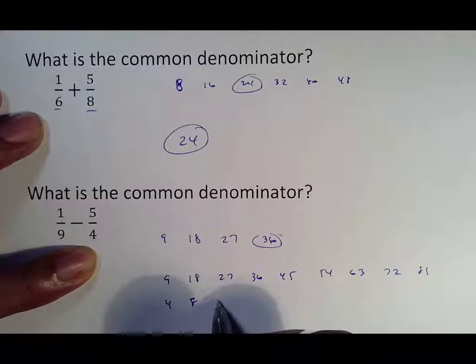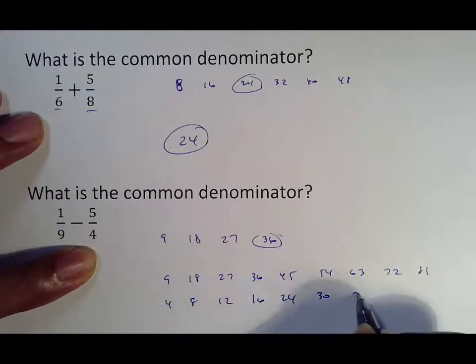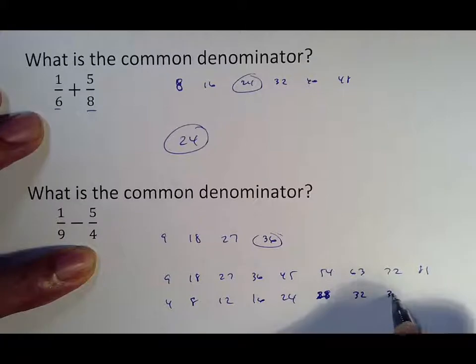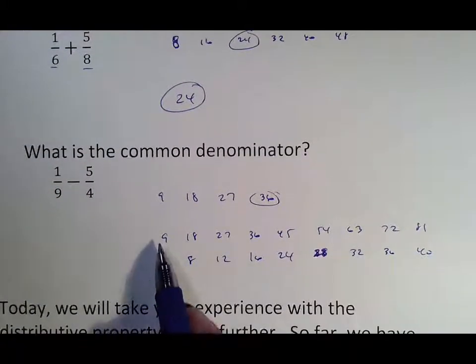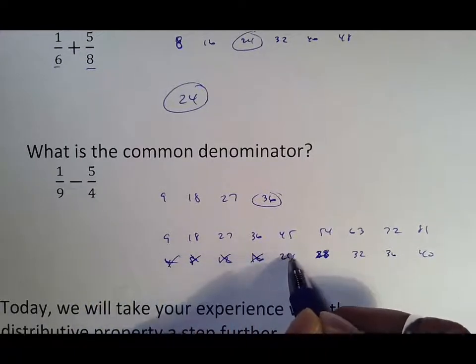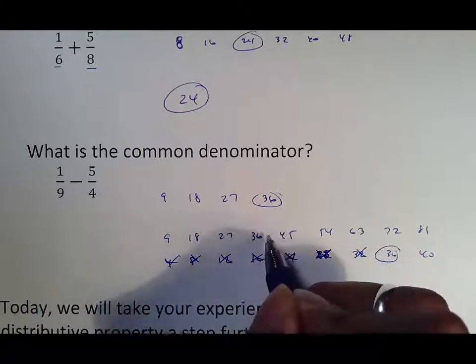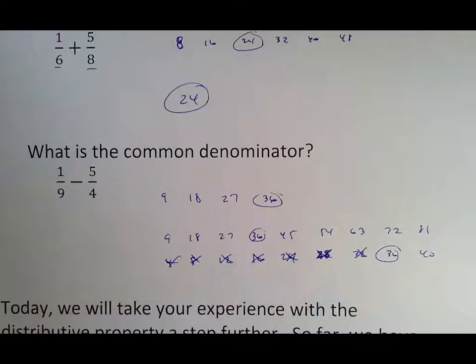4, 8, 12, 16, 24, 28, 32, 36, 40. And then you can look for the smallest numbers on both lists. 4 is not up there, 8's not up there, 12's not up there, 16, no, 24, no, 28, no, 32, nope, 36 is the first smallest number in both of them. Least common multiple, all right?